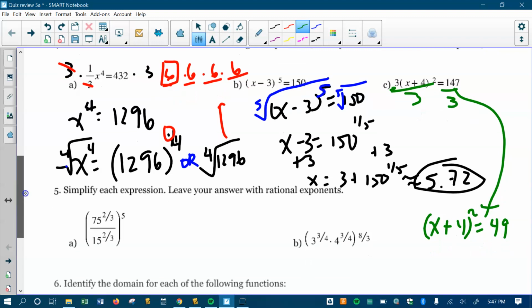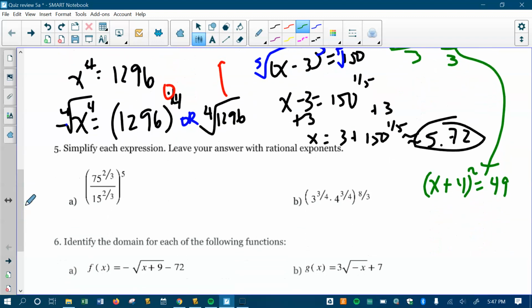Okay, so now let's take the square root to both sides, which is something we're more used to, hopefully. So take the square root of both sides. And when you take the square root of that, you get x plus 4, because the square root and the square cancel, equal plus and minus 7. All right, solving for x, subtract the 4. We get x equals negative 4, because we subtracted.